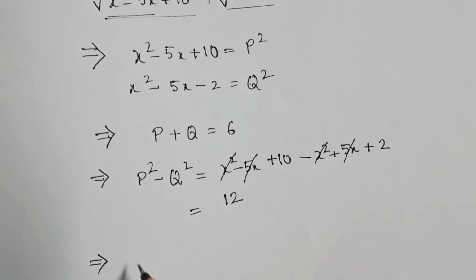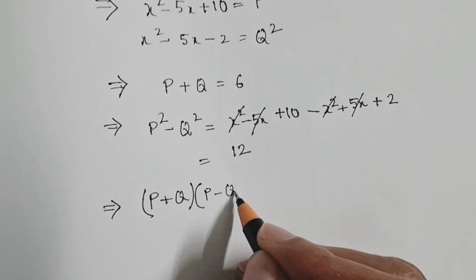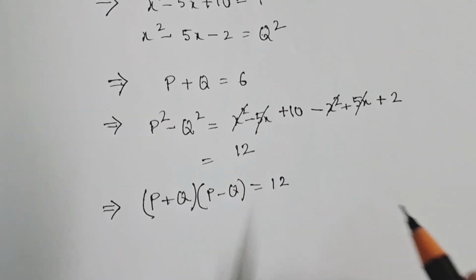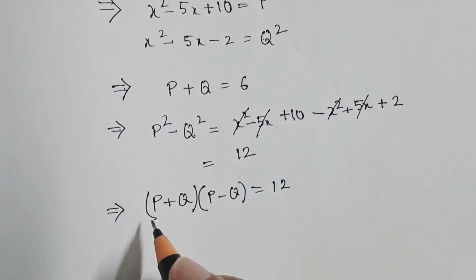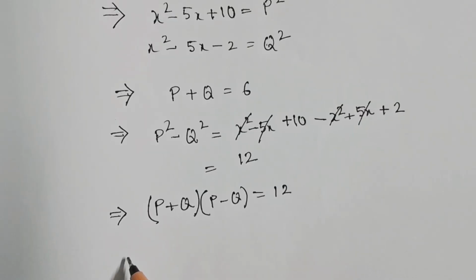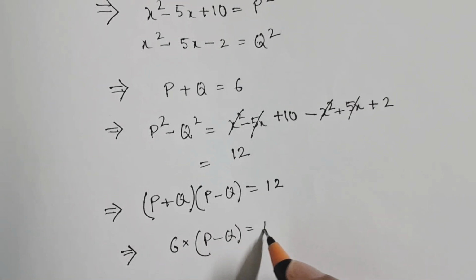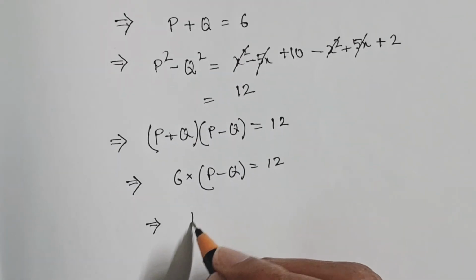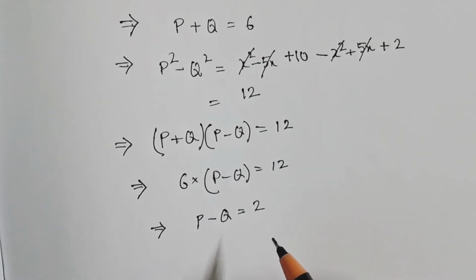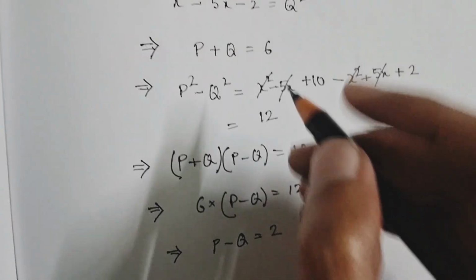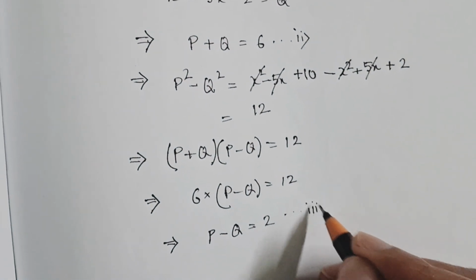So this is a square minus b square, that is p plus q into p minus q. This equals 12. So we have here p plus q is already 6. So we put this into this. We have 6 into p minus q, this is equal to 12. So here we have p minus q equal to 12 by 6, that is equal to 2. Very simple.